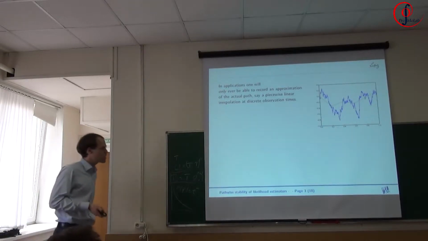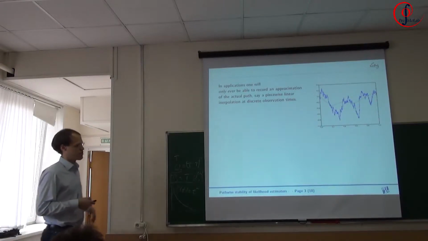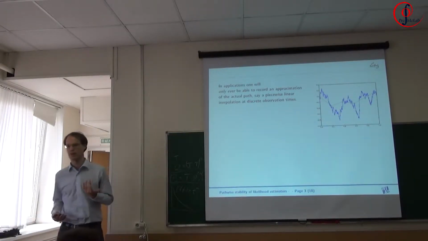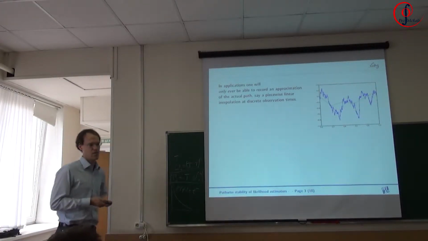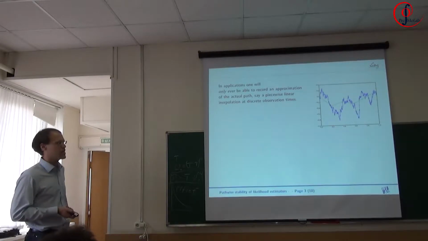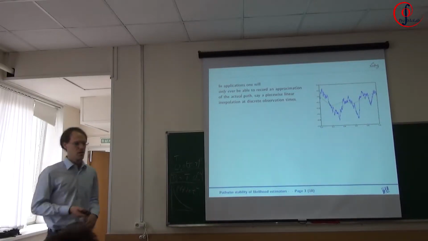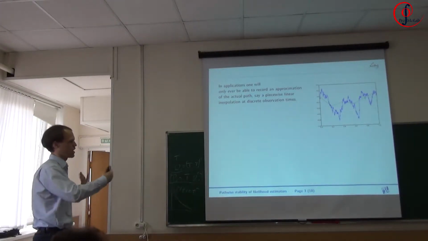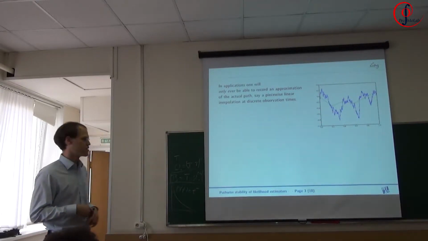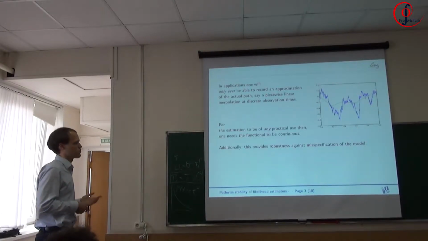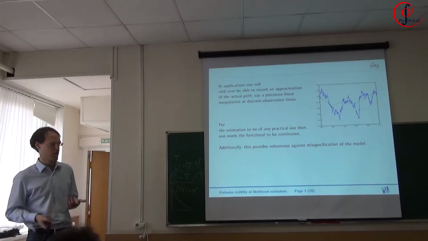So why is this important? When we look at applications, we will never observe a full path of a process, and we will only have approximations of a path available. And in addition, in many examples, we will also have measurement errors. So the real path that is underlying this phenomenon we are investigating is not known exactly. And this is the reason why continuity of this estimation functional is very important to us.